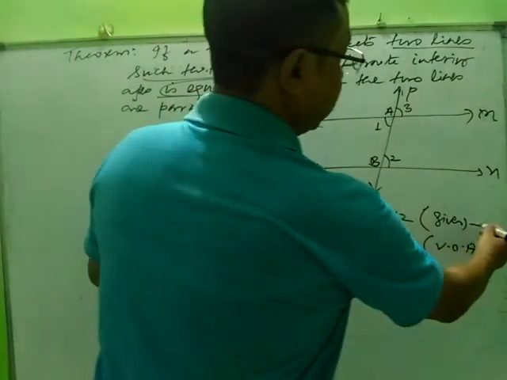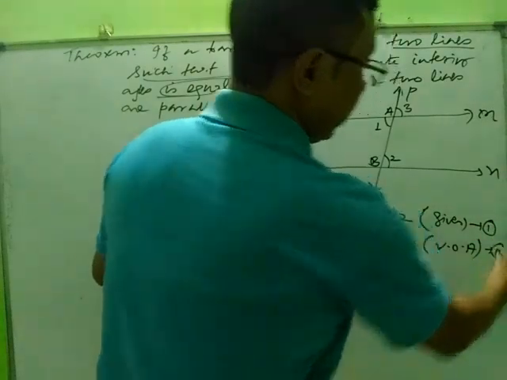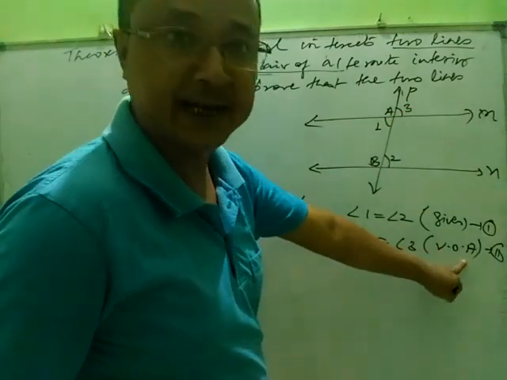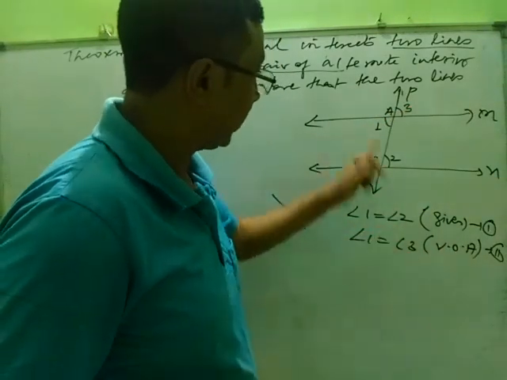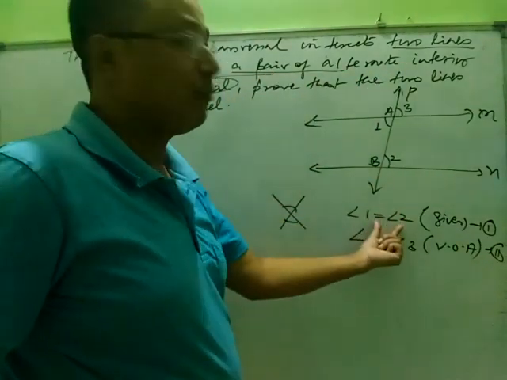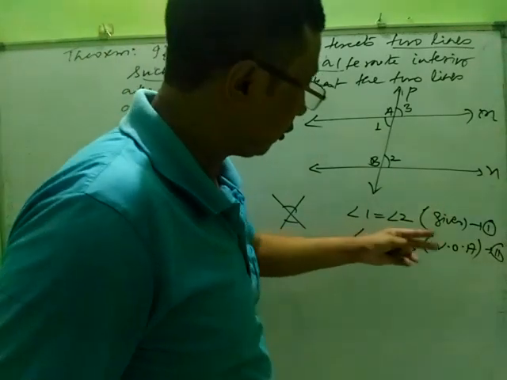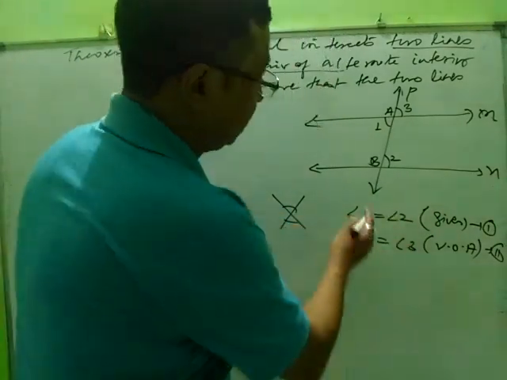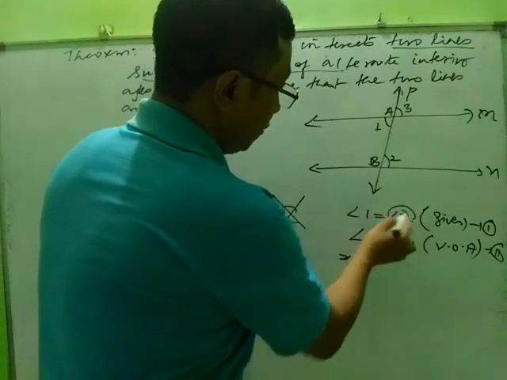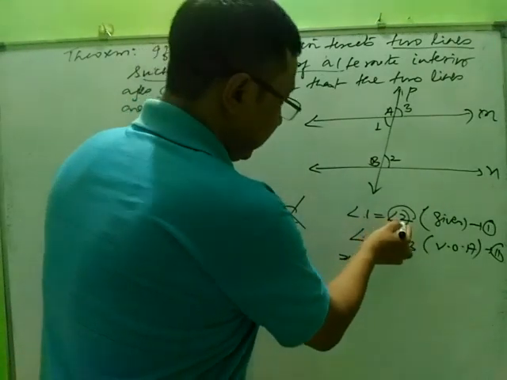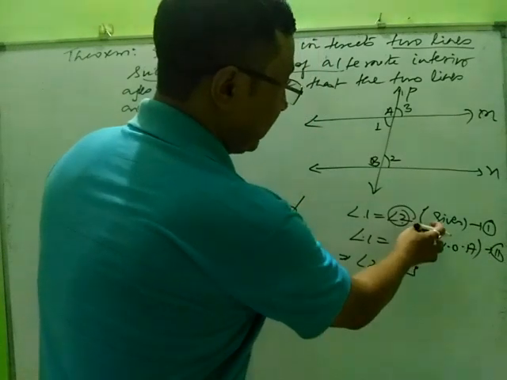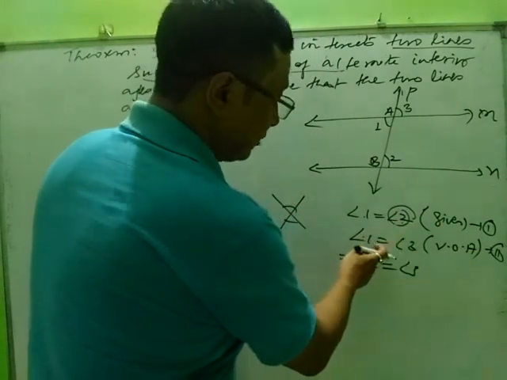Now you compare these two equations. This is equation 1, this is equation number 2. Angle 1 equals angle 3, vertically opposite angles. Angle 1 equals angle 2, this one is given, a pair of alternate interior angles is equal. Comparing these two equations, since these two are the same, in place of 1 you can write 2, because angle 1 equals 2, so angle 2 equals angle 3.